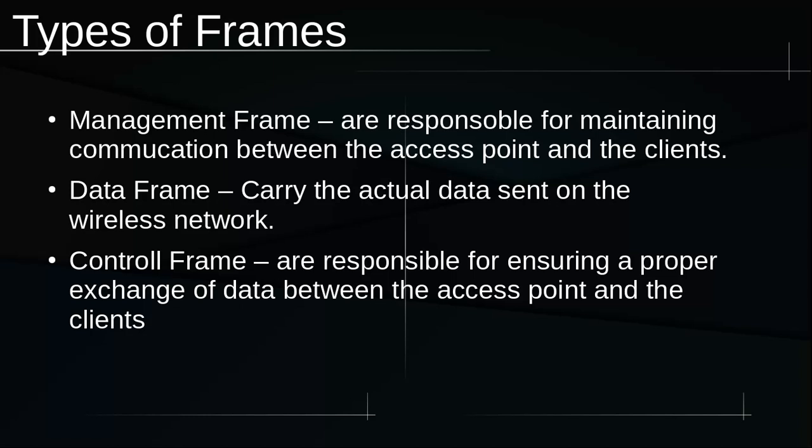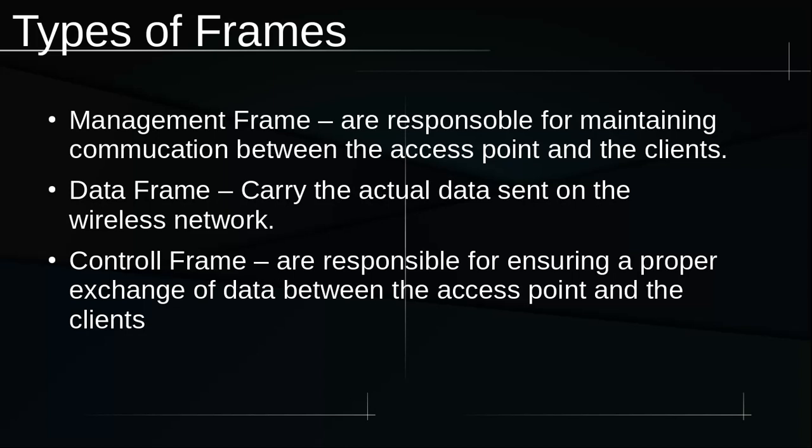The next frame that we'll be looking at is the data frame. Data frames carry the actual data sent on the wireless network, and they don't have any subtypes. The third frame we'll look at is the control frame. Control frames are responsible for ensuring a proper exchange of data between the access point and the clients. Control frames have the following subtypes: request to send, which is RTS, clear to send, which is CTS, and the ACK, which is the acknowledgement.